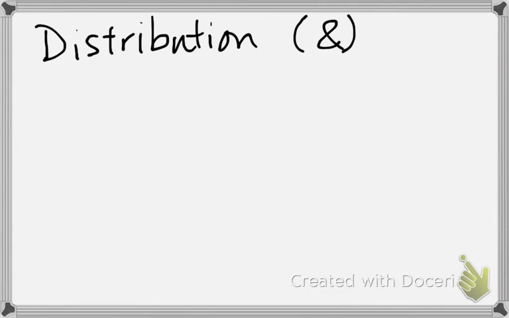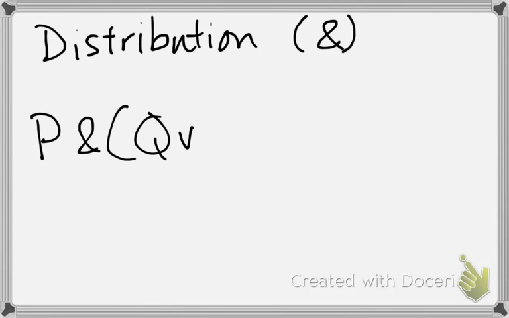This lecture will explain the rule of distribution. We'll start with the rule of distribution for and. The way the rule of distribution for and works is if you have some formula that is a conjunction and one of the conjuncts is a disjunction, and actually we want it to be the right conjunct.